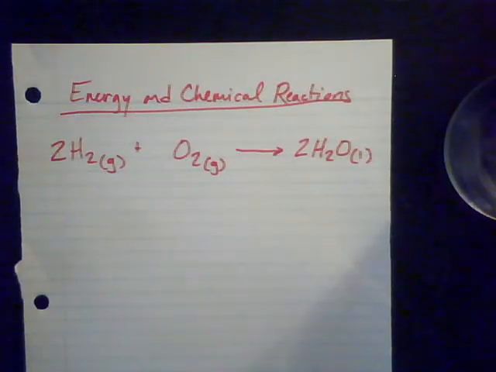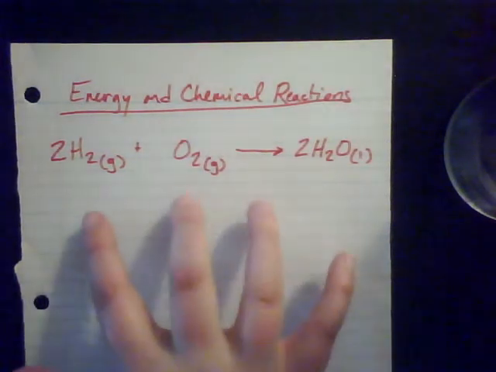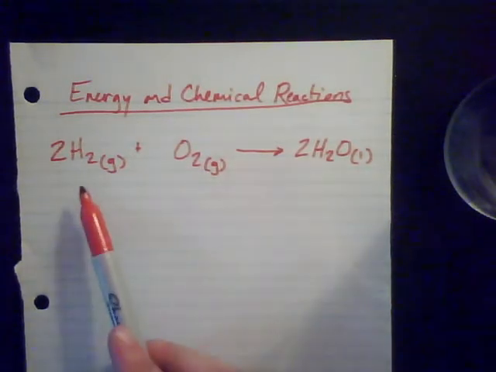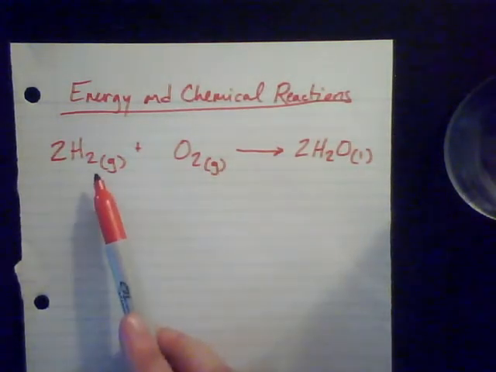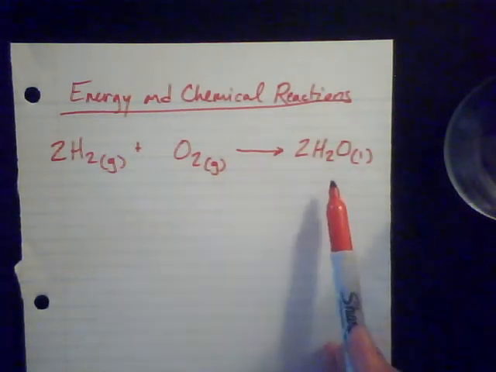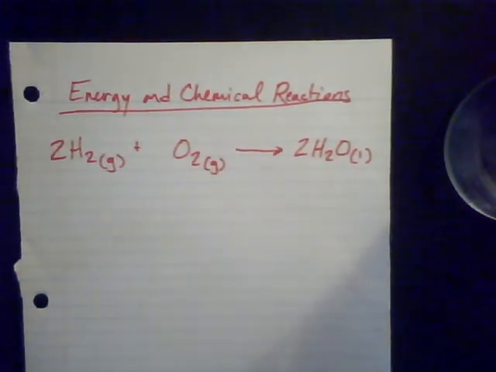Okay, today we're going to talk about energy and chemical reactions. So we've just talked a little bit about balancing chemical equations and what a chemical reaction looks like, and we said that these chemical equations give us a visual interpretation of the chemistry that's actually occurring. So this reaction in particular says that when I react together two molecules of hydrogen gas with one molecule of oxygen gas, I can get two molecules of liquid water.